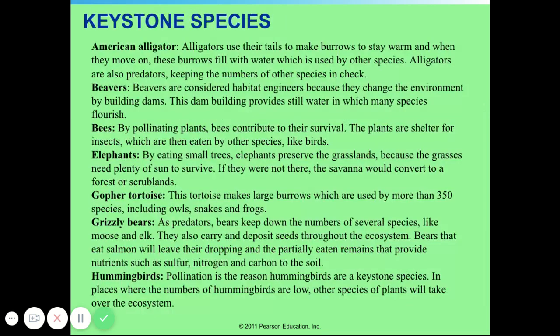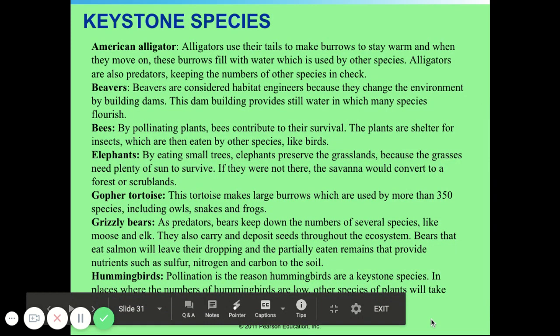So you should be familiar with a few examples of keystone species. Pause the video and take a few minutes to read through these. There's some on this slide and there's some on the next slide. And you should jot down a few examples from them and be able to explain why they're keystone species. I would recommend you choose at least one that we would find in Kansas, one that's native here, such as beavers or hummingbirds would be a good one.